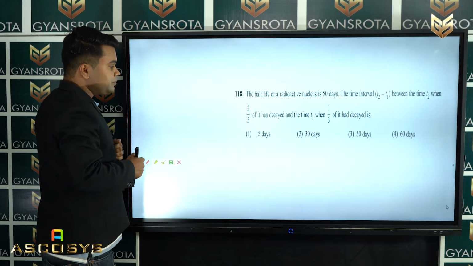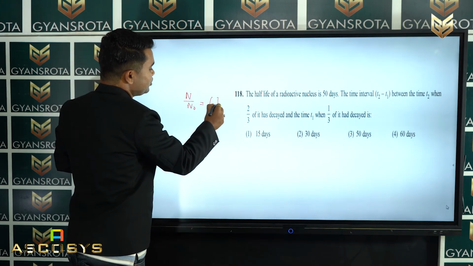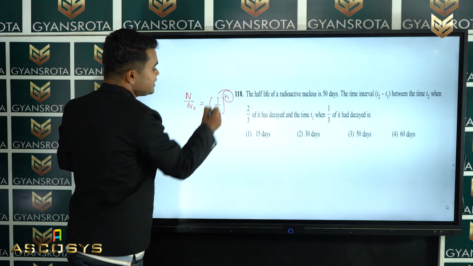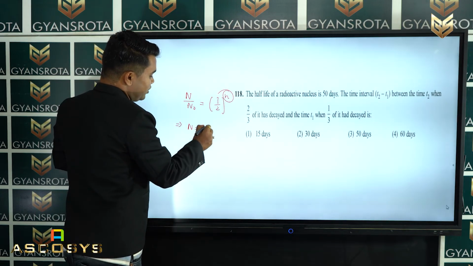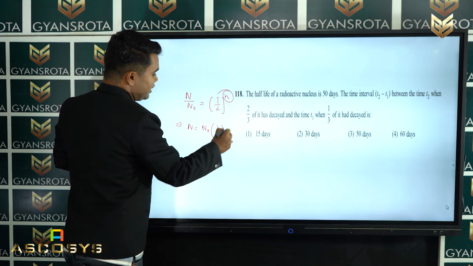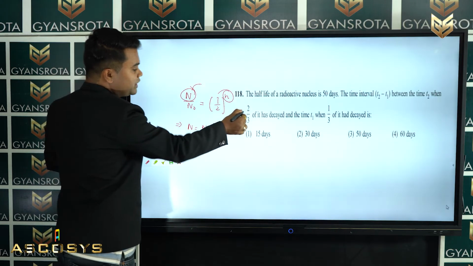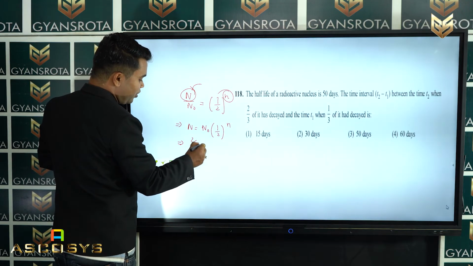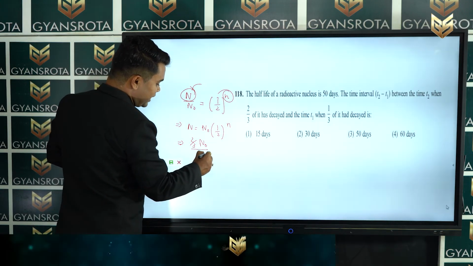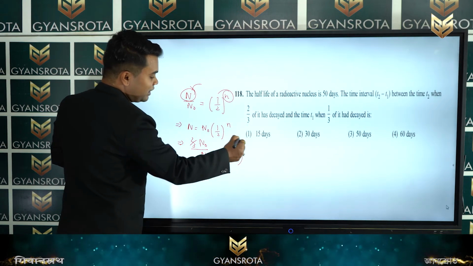It says that N by N naught is equal to half to the power n, where n is the number of half-lives. So N will be equal to N naught half to the power n. You can keep it in this way only. For the first case it will be 2 by 3 of N naught. So if I put the first case, 2 by 3 of N naught divided by N will be equal to N naught half to the power n.